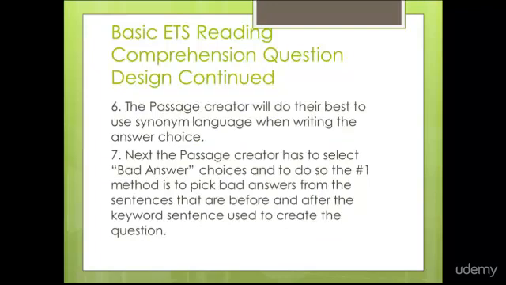The passage creator would do their best to use synonym language when writing the answer choice. All right, and then when they pick bad answer choices, they pick them from the surrounding sentences. The two sentences maybe above the keyword sentence, and maybe the sentence below the keyword sentence. Or sometimes they'll pick an answer that's from a different paragraph.